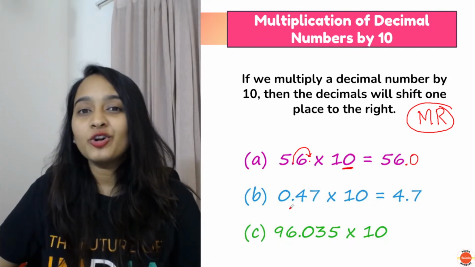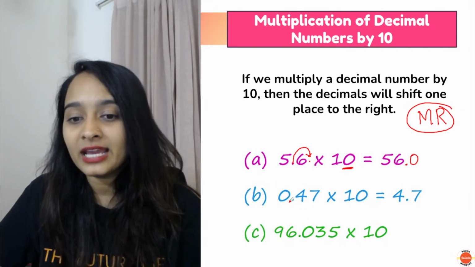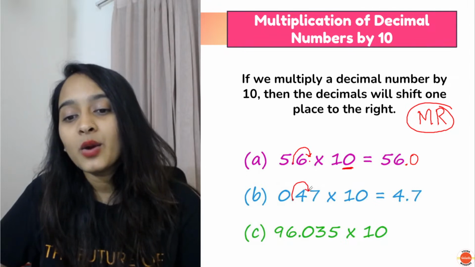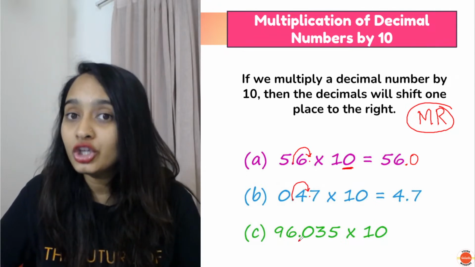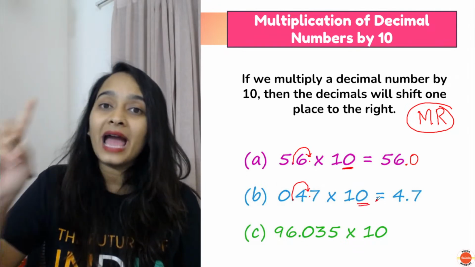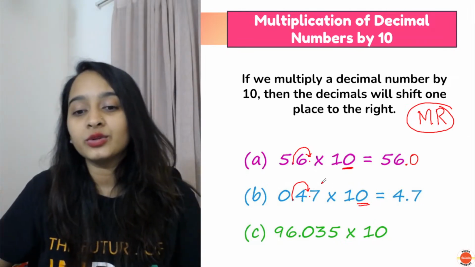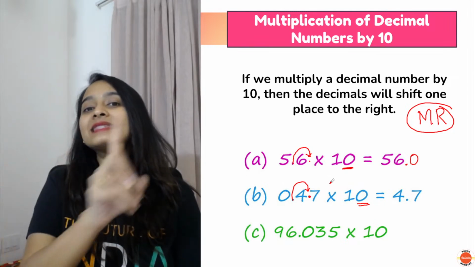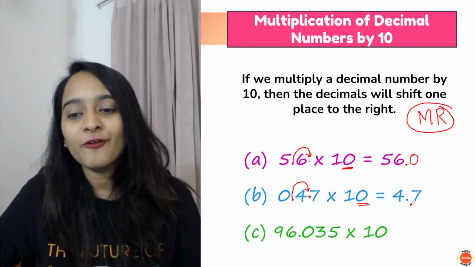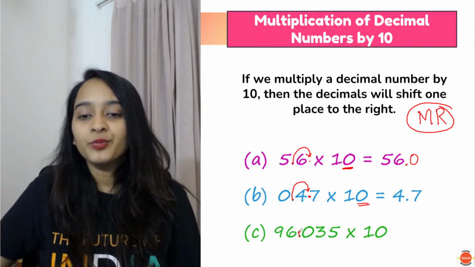So it will become 56.0. 0.47 multiplied with 10. Move the decimal point by only 1 digit. Why? Because here you only have a single 0. So you move the decimal point towards the right side by only a single digit. So it will become 4.7.